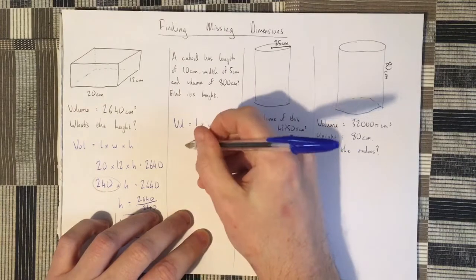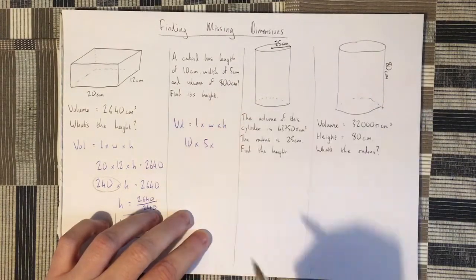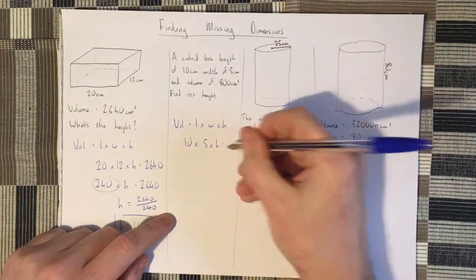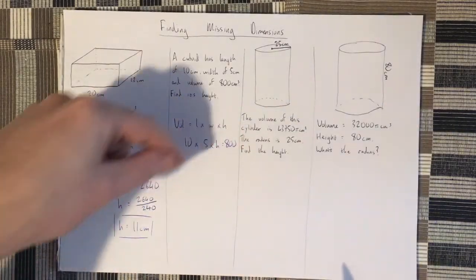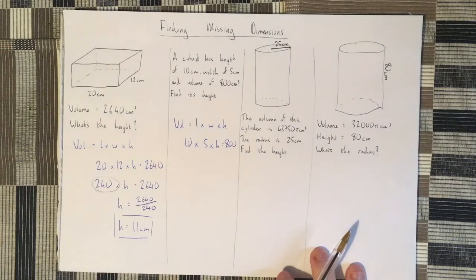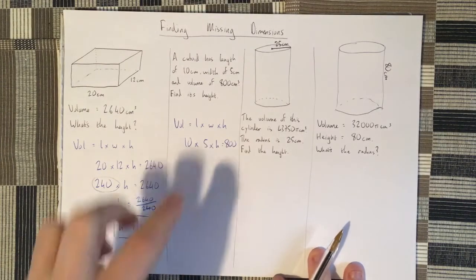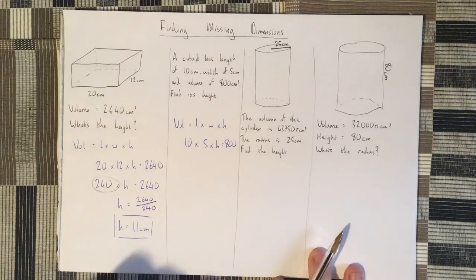Length is 10, so 10 multiplied by width 5 multiplied by height, h, is equal to 800, I'm told in the question. It happens to be height I'm looking for in both of these examples, but if I was looking for length, or width, or breadth, which people call width sometimes, or depth, it's the exact same way to solve it. With a cuboid, it doesn't matter which dimension you're looking at, you'll use the exact same method.